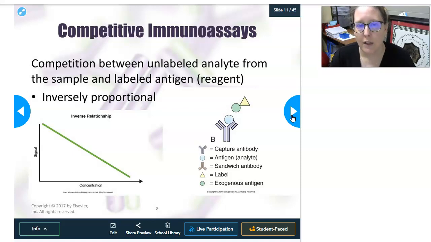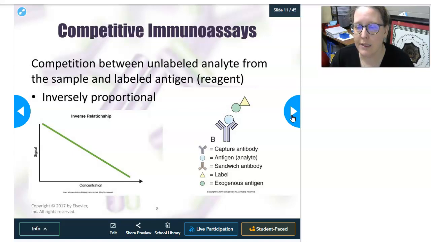Okay, so competition. In a competitive immunoassay, you have competition between an unlabeled analyte from the sample and a labeled antigen that's part of the reagent. For example, if you were trying to detect vitamin B12, the vitamin B12 in your serum sample is competing with vitamin B12 in the reagent that is labeled with an enzyme or fluorescent molecule or something like that, and they are both competing for the capture antibody.